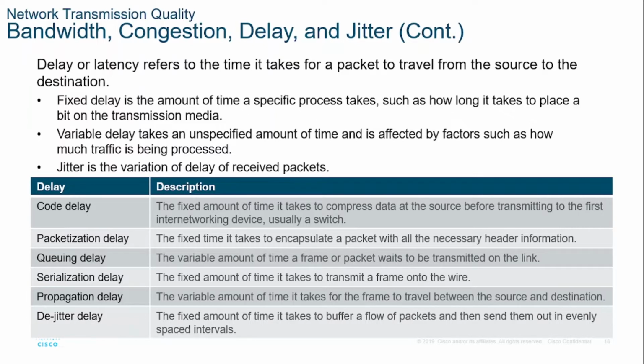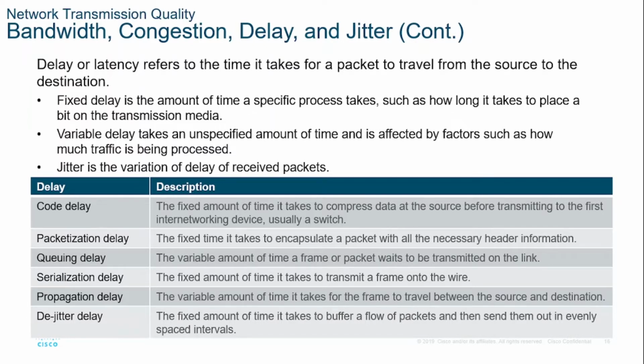Sources of delays are summarized in the following. The first one is the code delay, which is the fixed amount of time it takes to compress data at the source before transmitting to the first internetworking device, usually a switch. The second one is the packetization delay. This is the fixed time it takes to encapsulate a packet with all the necessary header information.